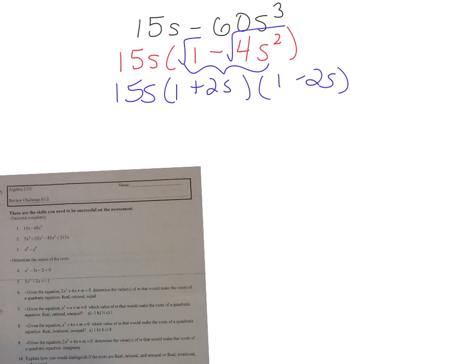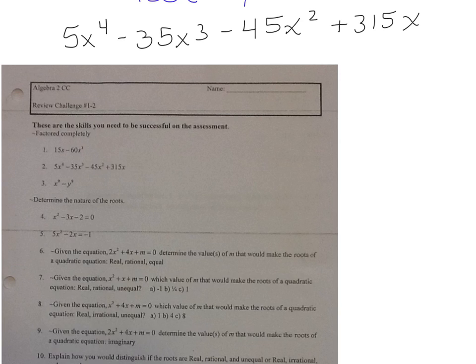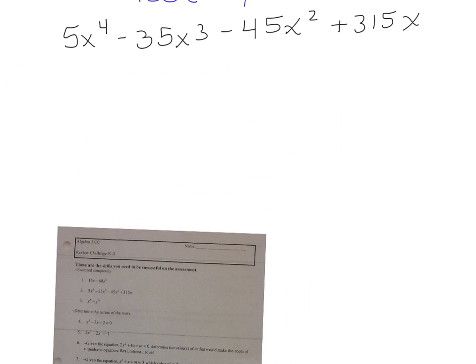So let's take a look at number 2. Alright, number 2 is 5x to the fourth minus 35x to the third minus 45x squared plus 315x. So I notice that there's 4 terms, so automatically I think grouping. So I'm going to group the first 2, and I'll group the last 2.